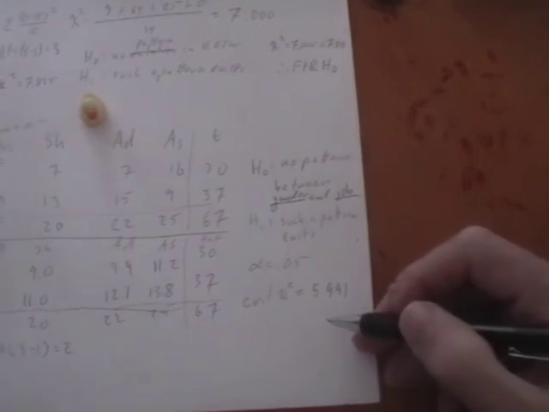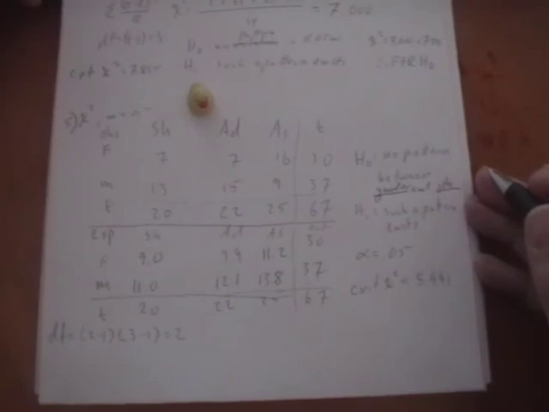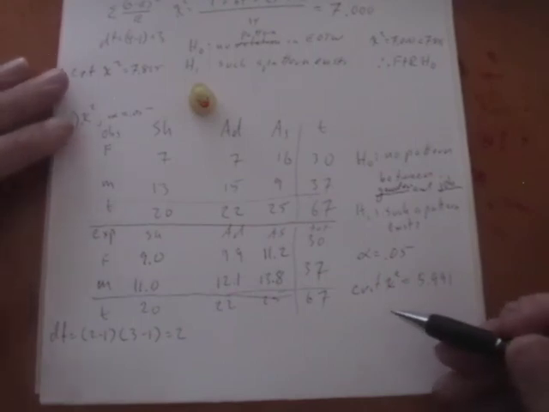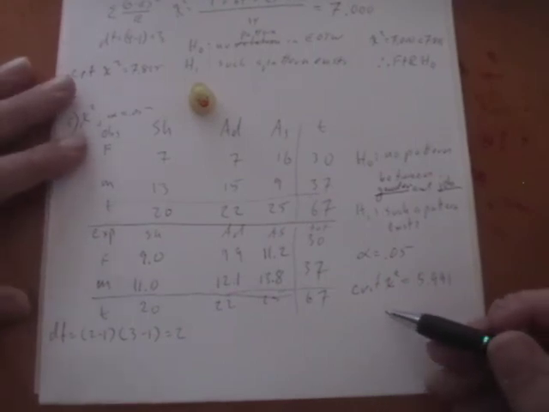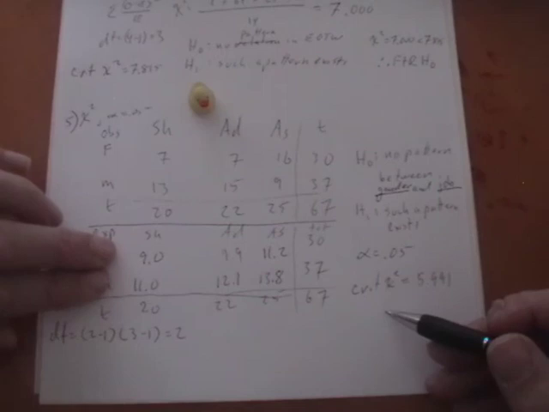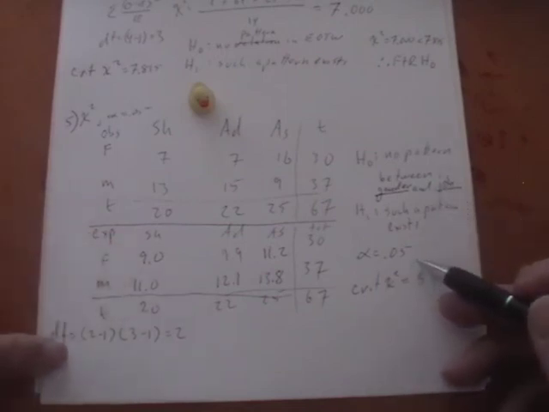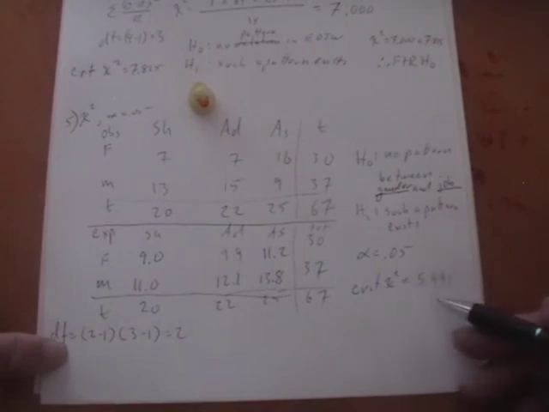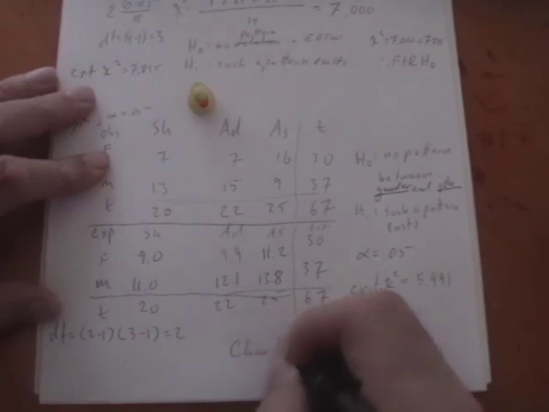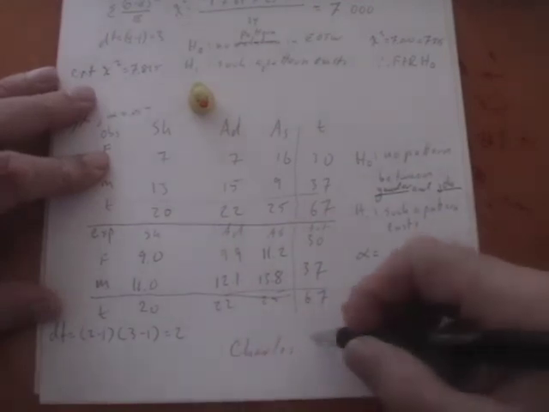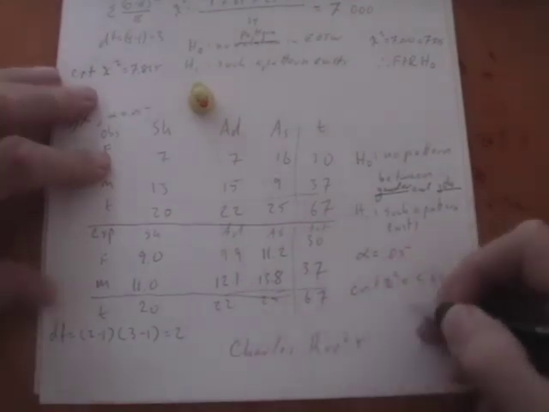At this point, you should stop. There's nothing else that you're asked to do. You are not asked to find chi-squared or come to a judgment. You're just asked to set up expected, set the hypotheses, find the degree of freedom, and the critical chi-squared. So I am going to put my name at the bottom and stop.